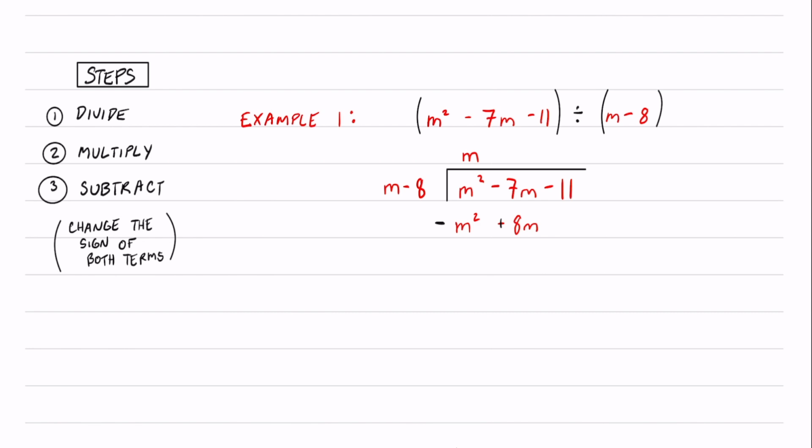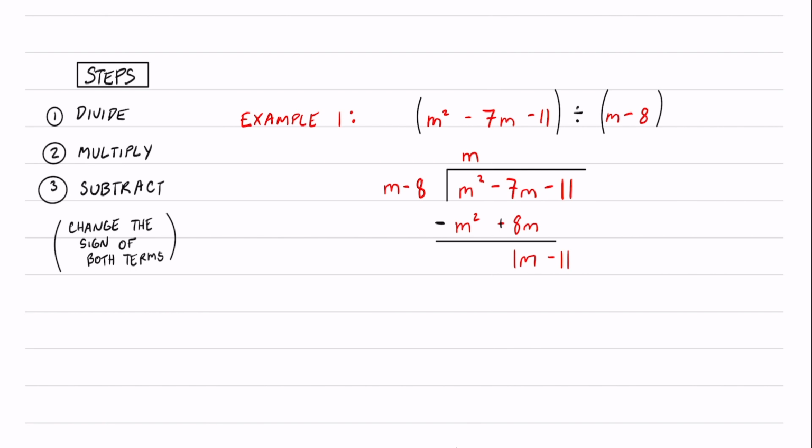And here's how you know you're doing this right. This should cancel off. Negative 7m plus 8m is positive 1m. This drops down, and you write it right here. Then we just repeat the same steps. That's seriously it. So this is not that bad.